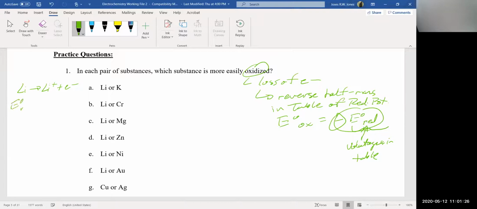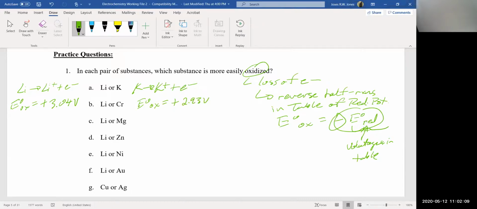Lithium has an E naught oxidation equal to positive 3.04 volts. Whereas K changing into K plus and an electron, we read that one backwards. Where do we have it? Let me find potassium. Okay, where is it? K plus, oh yeah, it's right above it. It has an E naught oxidation equal to positive 2.93 volts.